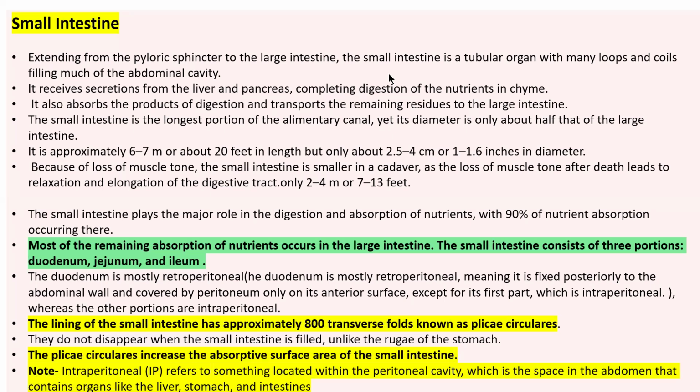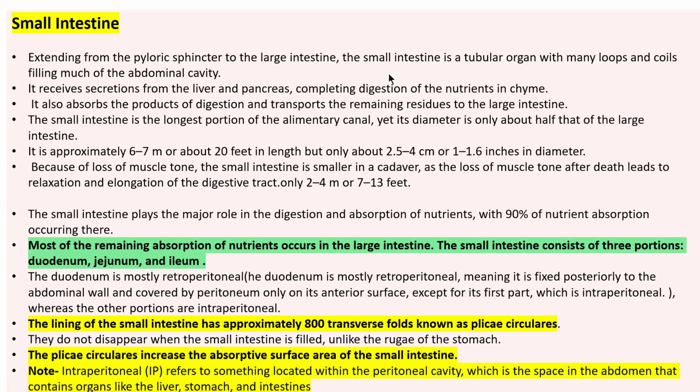large intestine. The small intestine is the longest portion of the alimentary canal, yet its diameter is only about half that of the large intestine. This point should be noted. The small intestine is approximately 6 to 7 meters, or about 20 feet, in length, but only about 2.5 to 4 centimeters, or 1.6 inches, in diameter.